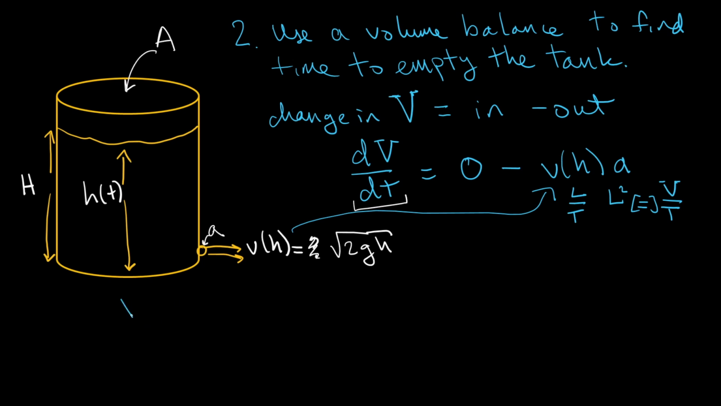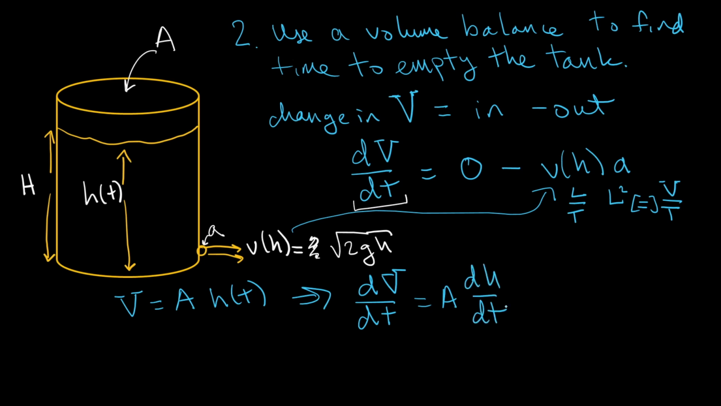We can rewrite our volume, capital V, as equal to the cross-sectional area times our height as a function of time. So from this, we can also say that the derivative of volume with respect to t, since our cross-sectional area is a constant, would just be equal to A times dh dt. So if we plug in this expression for our volume, and this expression here for our velocity, we can end up with an expression that we can solve.